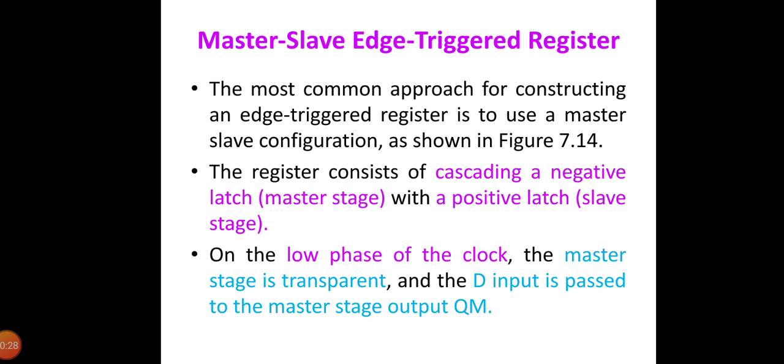Now let us focus on master slave edge triggered register. The most common approach for constructing an edge triggered register is to use a master slave configuration. The register consists of a cascading negative latch with a positive latch. On the low phase of the clock, the master stage is transparent and the D input is passed to the master stage output QM.